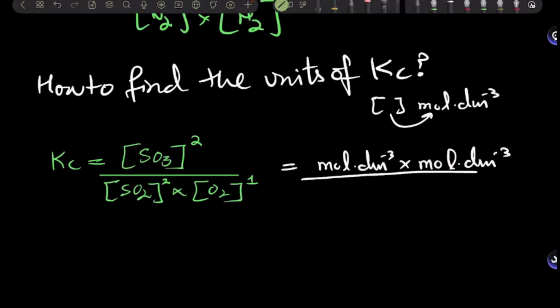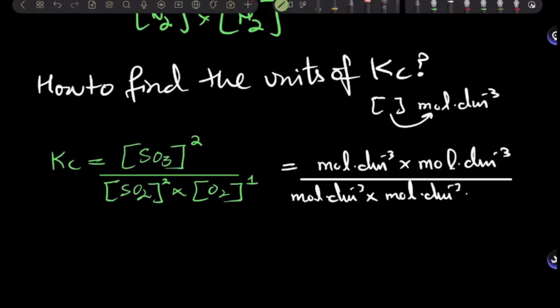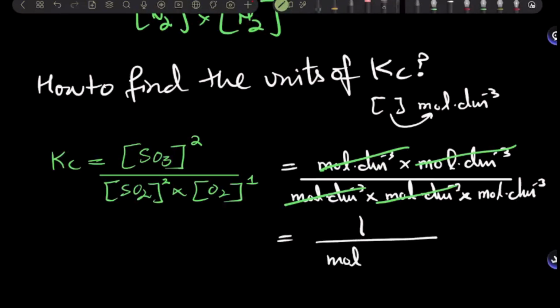on the upper side. And how many mole per dm cubes do I have on the lower side? I have 3. Two of these ones and 1 this one, right? So mole per dm cube, mole per dm cube, and mole per dm cube. So how many of these cancel out with each other? This cancels out with this. This one cancels out with this. So I'm left with what? I'm left with 1 over mole per dm cube, right?